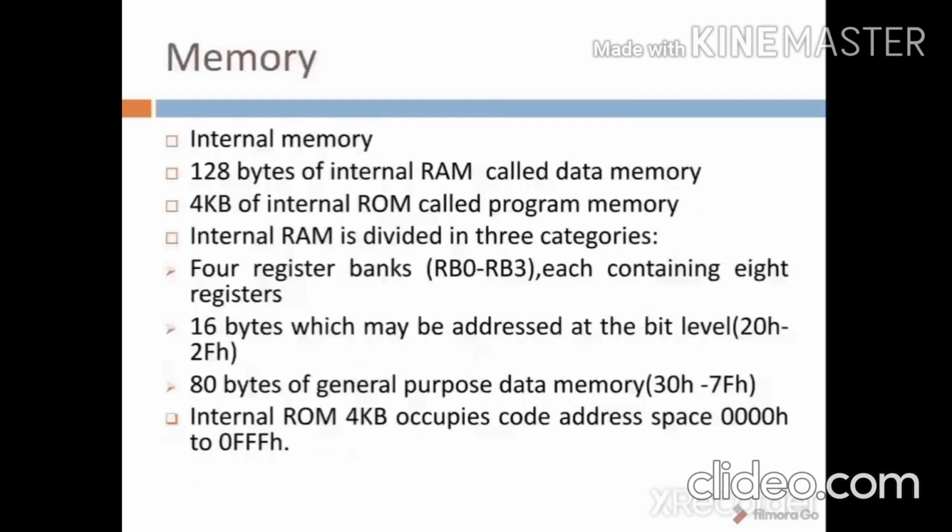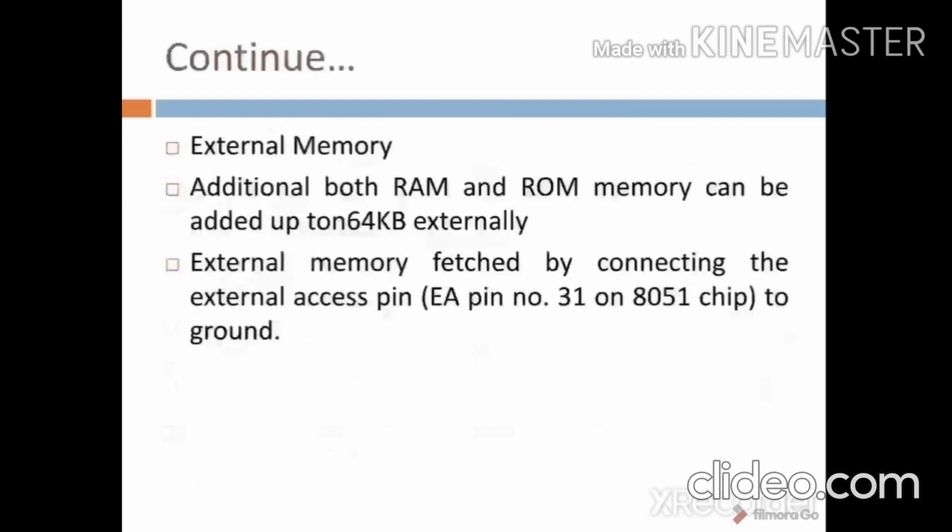Then about ROM. The internal ROM, that means 4 kilobytes, occupies code address space 000H to 0FFFH. Then external memory. The 8051 microcontroller contains a 16-bit address bus, that's why its capacity is 64 kilobytes. That's why in the 8051 microcontroller, additional RAM and ROM memory can be added up to 64 kilobytes externally.